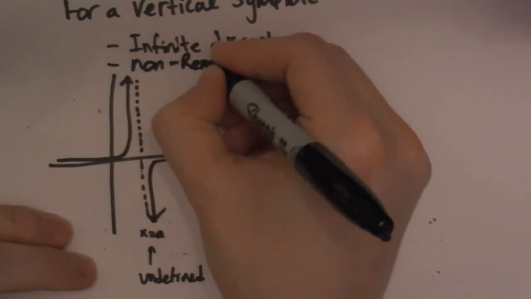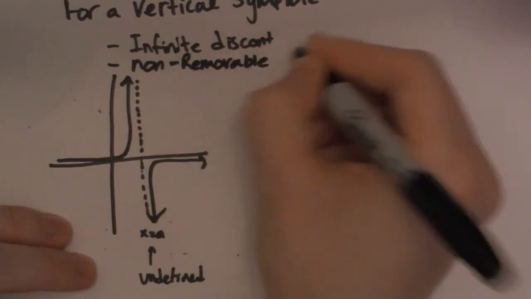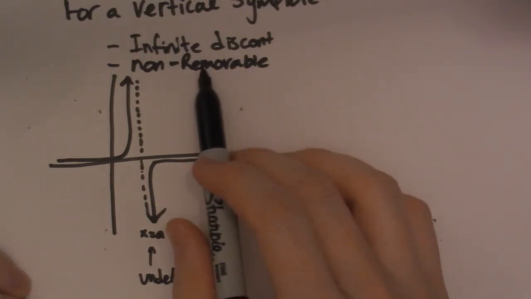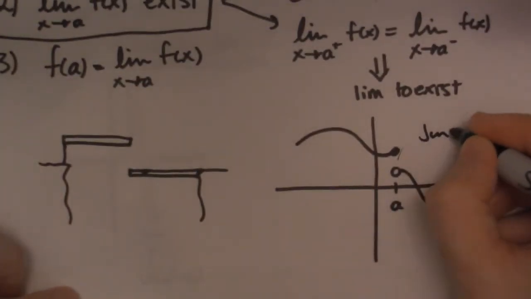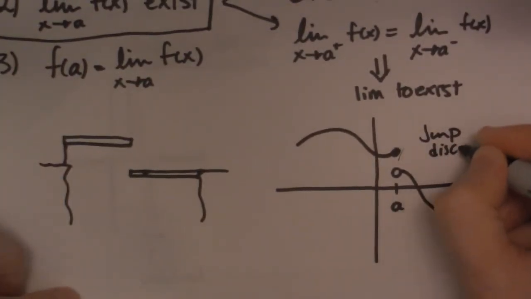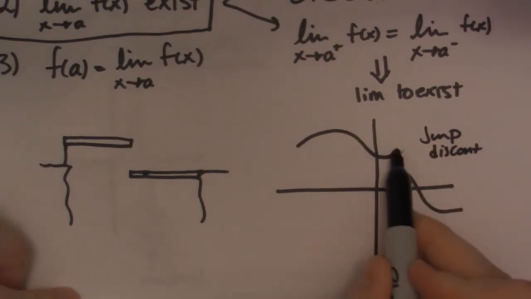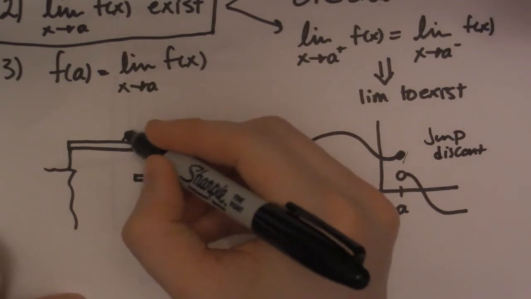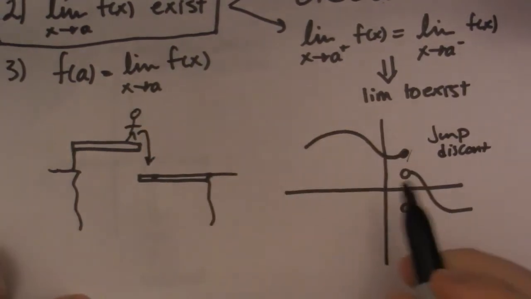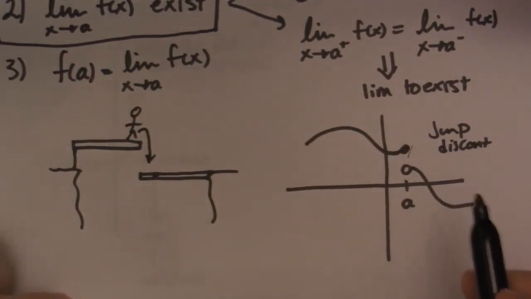Non-removable. So that goes the same for the one-sided limits. If they're not the same, it's also a non-removable discontinuity. We call this, and my students like to call this, a jump discontinuity. Literally, if you were on the graph, you would have to jump to the next point. It's sort of like if you were traveling this bridge, you would have to jump down to the next part. Exactly the same scenario, right?